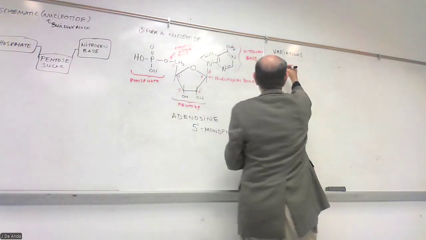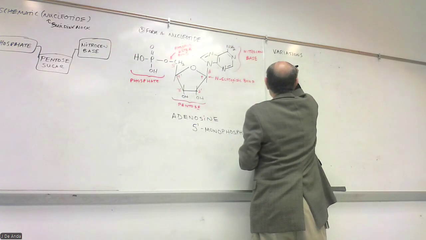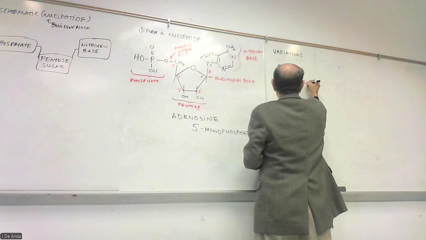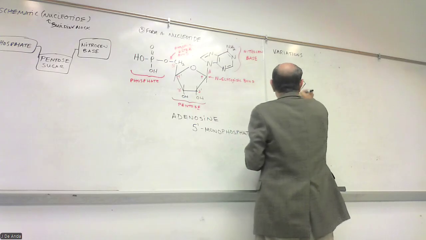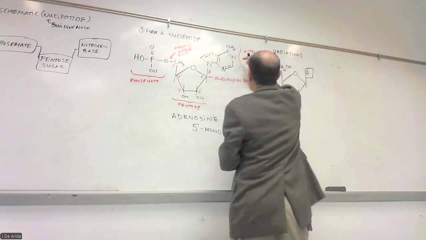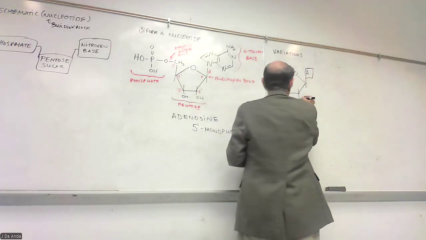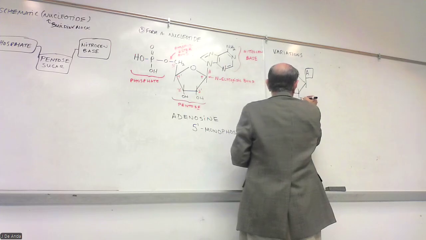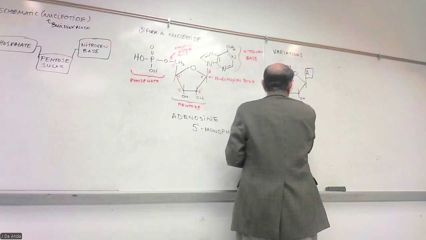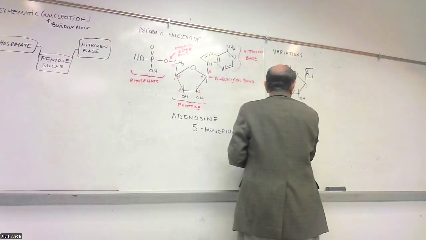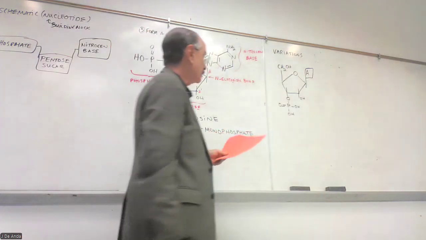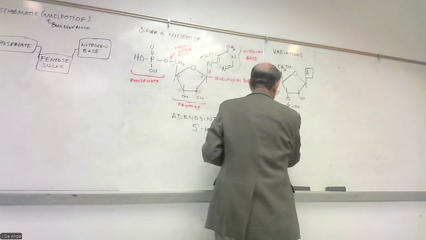So for example, you could have the following setup: CH2OH. And let's say this is A, same as this guy here. And this is now OH. And now we could have the phosphate over here. So that's a possible variation. And we would call this adenosine.